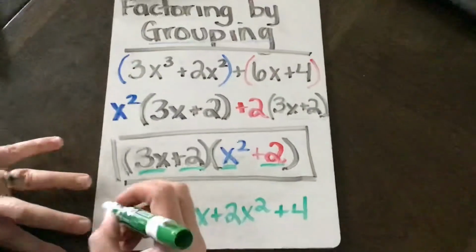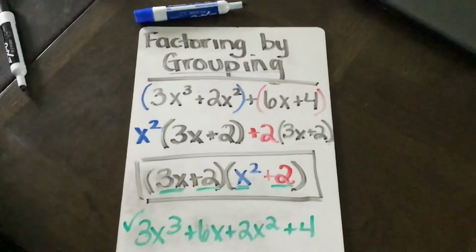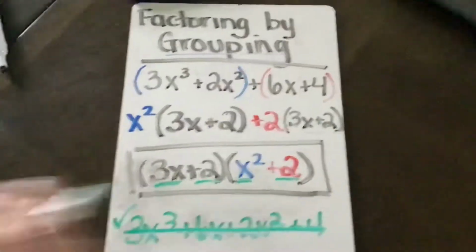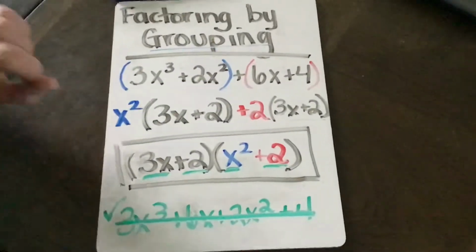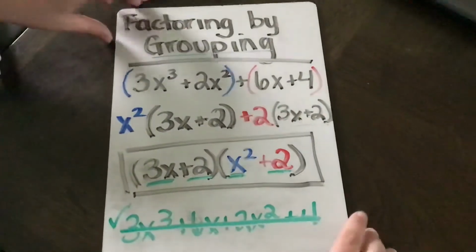So this is a way that we can check our answer and make sure it's right. Again, don't get confused. This isn't the answer. This is the check. This is my answer, what it looks like when it's factored. So that's the first method, and that's grouping.